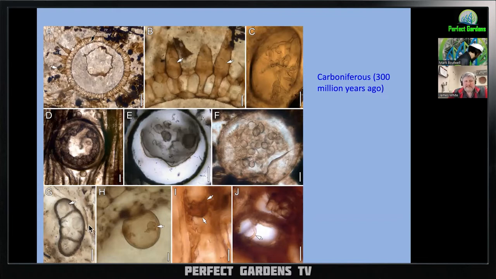So in this case, this is Carboniferous. So we have pines and conifers developed at this point. And that's a pollen grain there. And you can see there's something inside it. That's probably a chytrid.